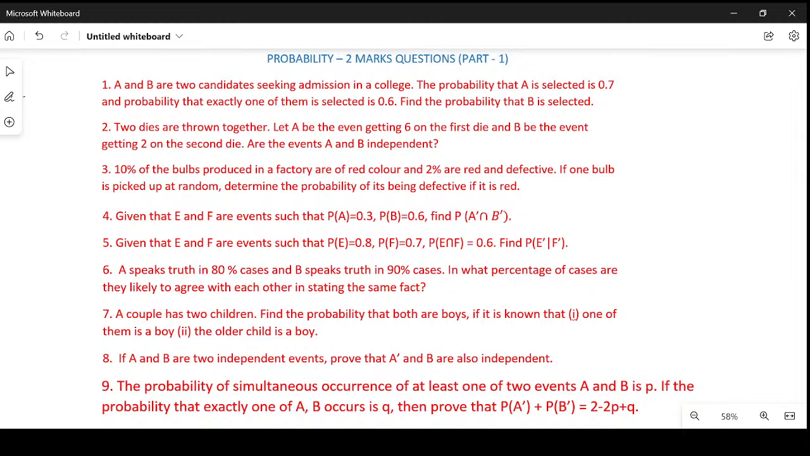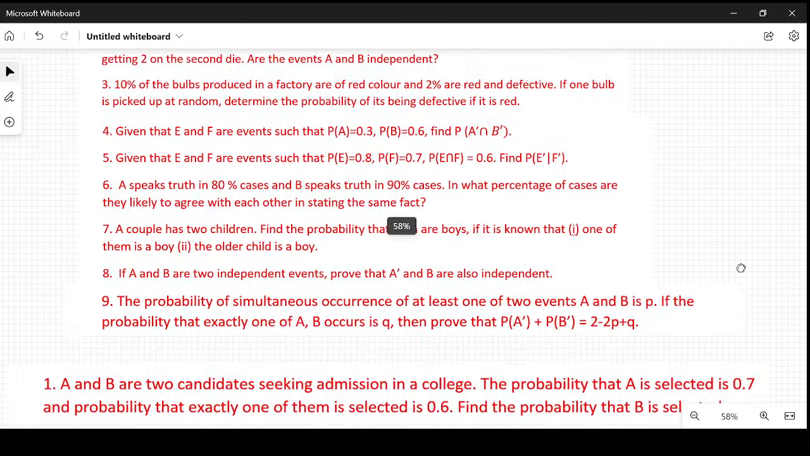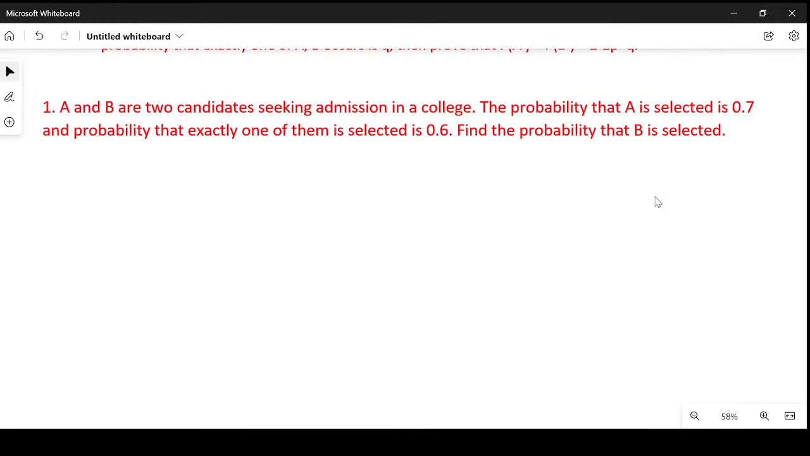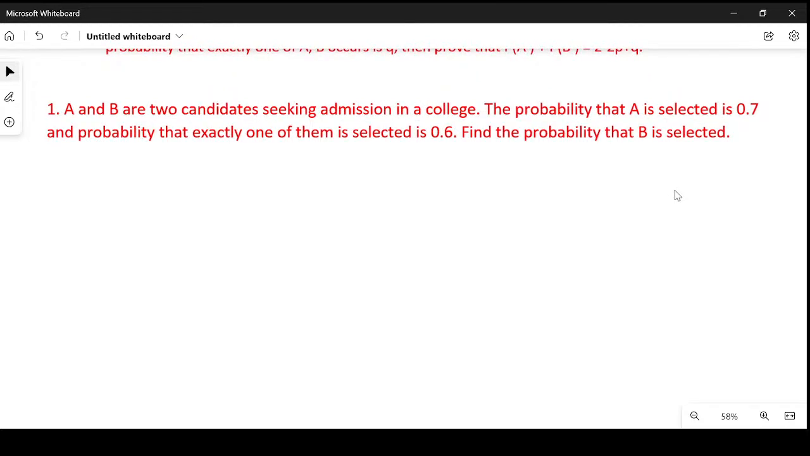Now see the first problem here. Coming to the first problem, they are given A and B are 2 candidates seeking admission in a college. The probability that A is selected is 0.7 and the probability that exactly one of them is selected is 0.6. Find the probability that B is selected. This is the problem I am going to explain, one after one.